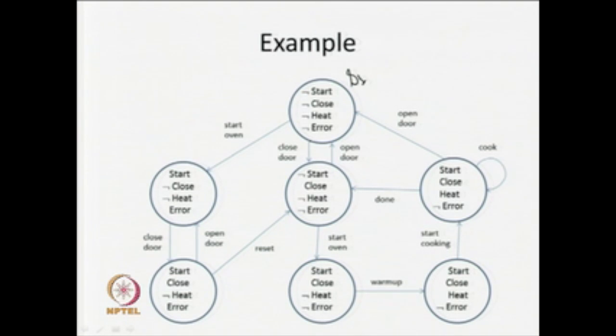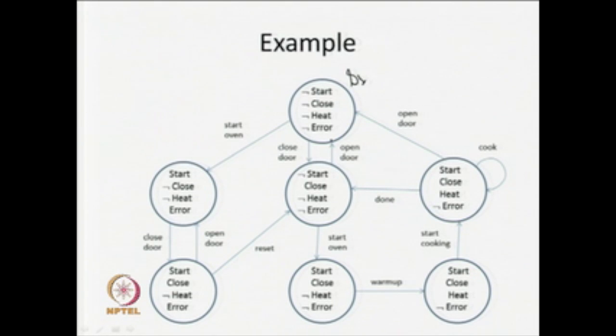Now, these are the actions: I can close the door, and then it comes to this state, where it is not start, close, not heat and not error, because the door was open and now the door is closed. When you close the door, the user may open it again, because he may have to put in some more items. So he can be in this loop: he can close the door, and he can open the door.